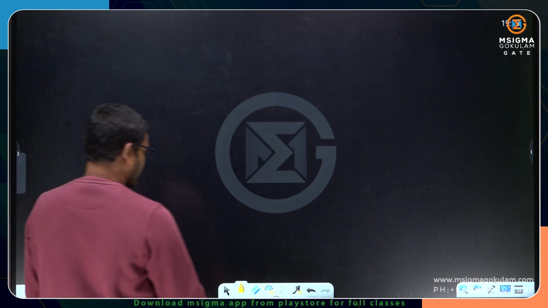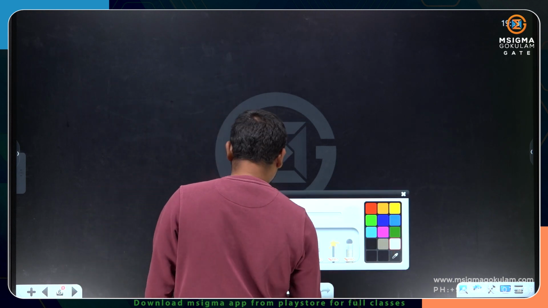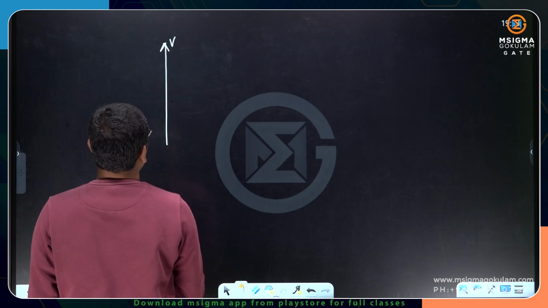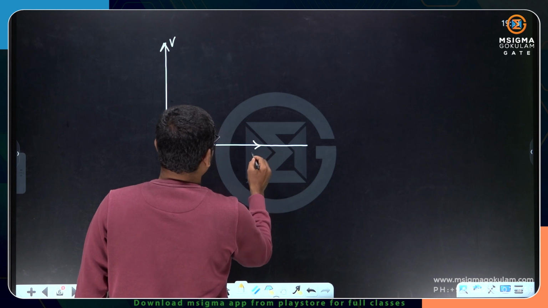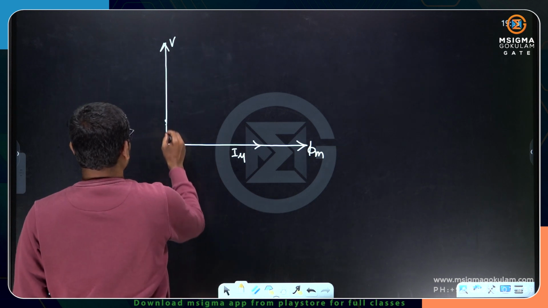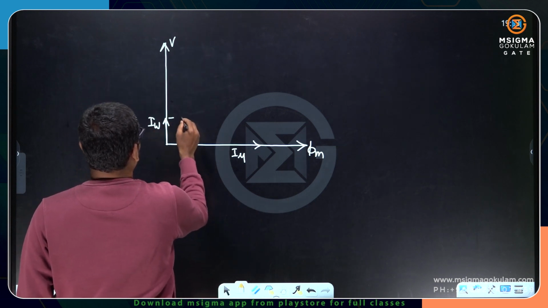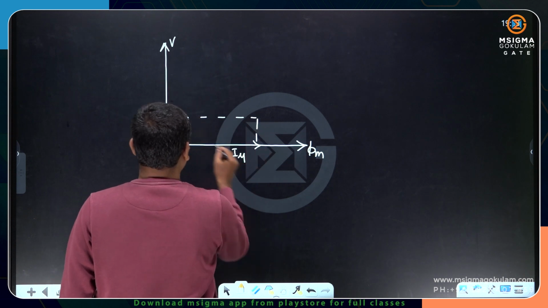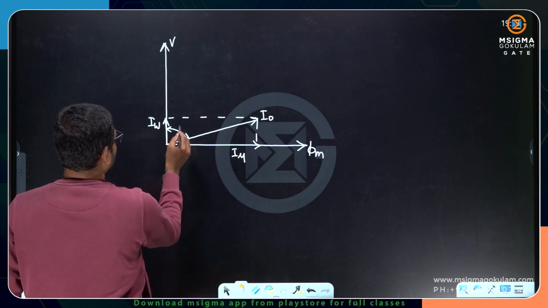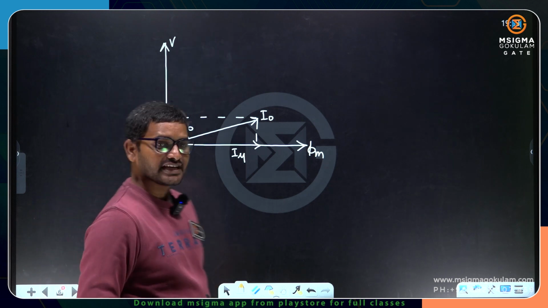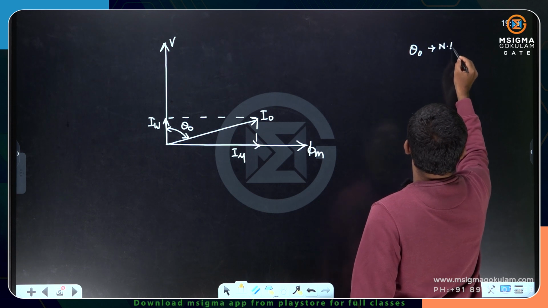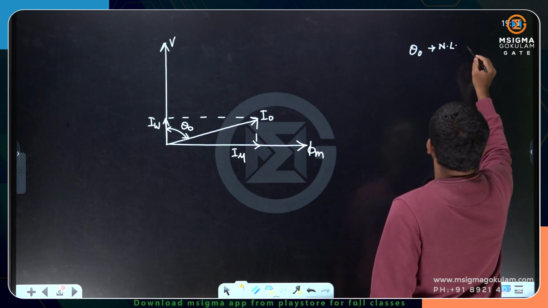So let me show you the phasor diagram. If you want me to draw it, the phasor diagram will be like this. Here is the supply voltage, and on this side I am taking the magnetizing component of current, and on this the mutual flux. Here is the working component of current, and this is your no load current I naught, and this is theta naught. Theta naught is the no load power factor angle. Please try to remember, theta naught is the no load power factor angle.